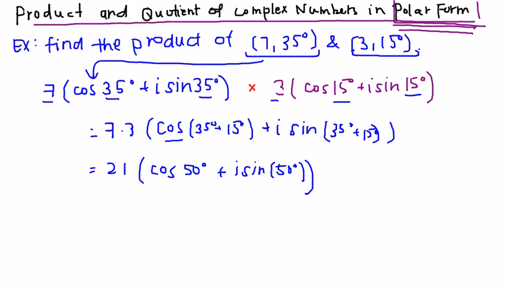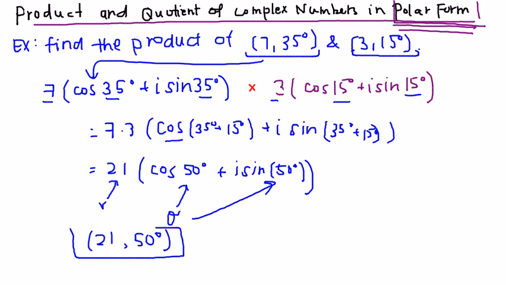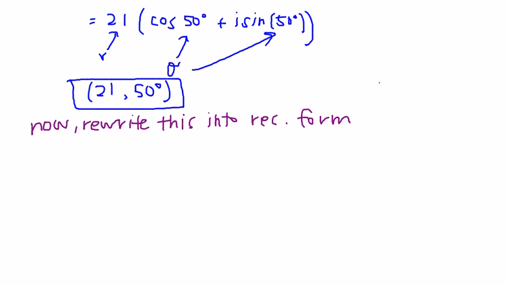And there we go. Since this is our r, and these two are theta, if we rewrite this in polar form, it becomes 21, 50 degrees. So this is the product of these two points. Now we're asked to rewrite this into rectangular form. Remember, rectangular form is the x plus i y form, so we need to get rid of this sine and cosine. In order to do that, it's pretty simple.